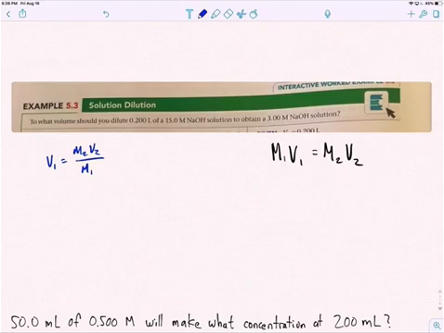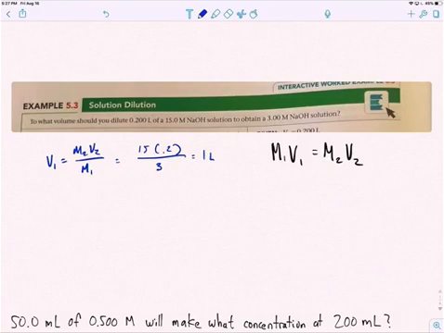You want a 3 molar, so it's going to be 15 times 0.2, all over 3, because we want that. So it's just going to be 5 times 0.2, or 1 liter. That means the total volume needs to be 1 liter, or you add 800 milliliters.